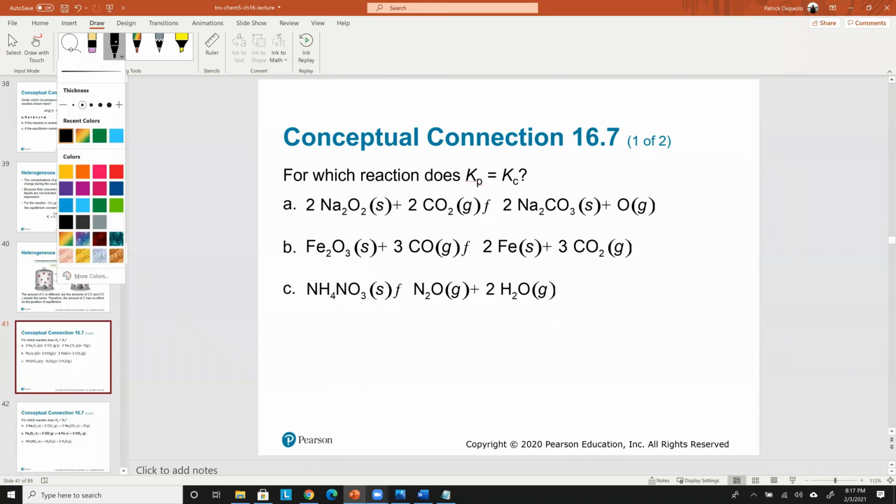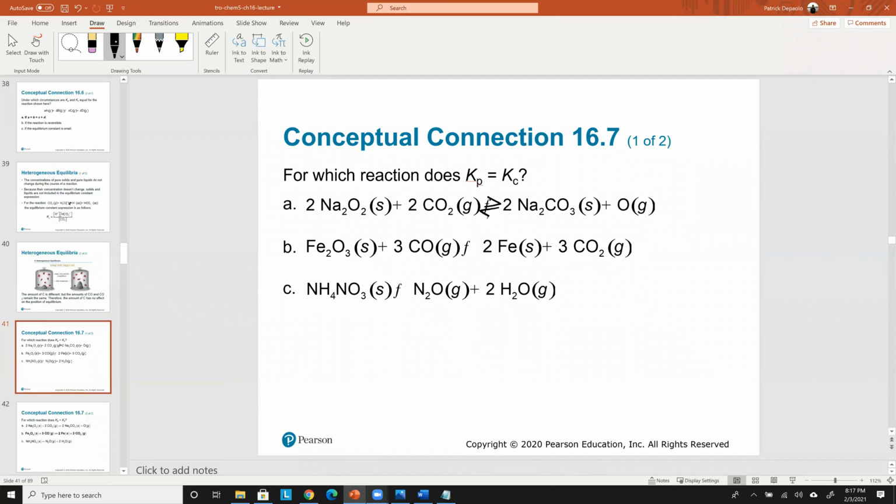All right, so here's more. For which of the following reactions does Kc equal Kp? We want to think about it. When does Kc equal Kp? When the moles are equal. I'll give you that one. So when the moles of gases, of the products and the reactants, are equal. Which one of these is that true? And yes, B is the answer. Good, because solids don't count, exactly.